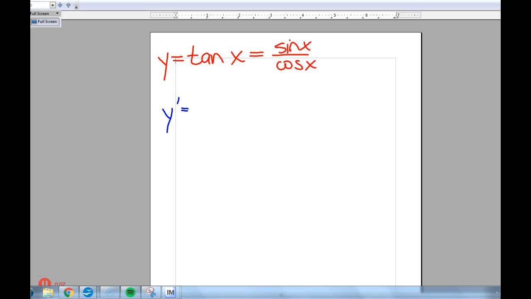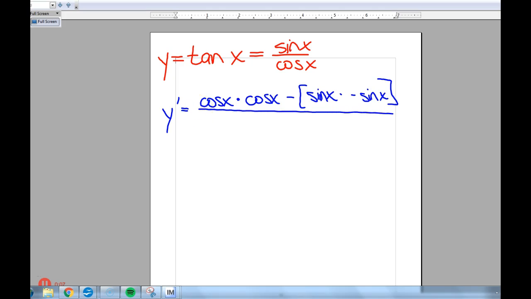Flip it. OD high minus ID high. ODI minus IDO, or 2D1 minus 1D2, or bottom times the derivative of the top minus top times the derivative of the bottom, whatever way you want to think of that. Divided by the bottom squared, right? So it's going to be the bottom times the derivative of the top. What's the derivative of sine? Minus the top times the derivative of the bottom. What's the derivative of cos? Negative sine. All over cosine of x squared.